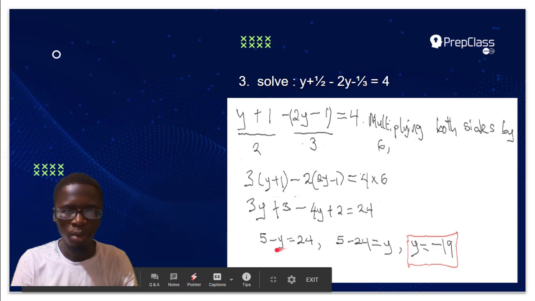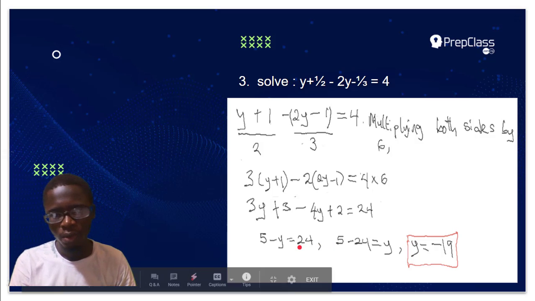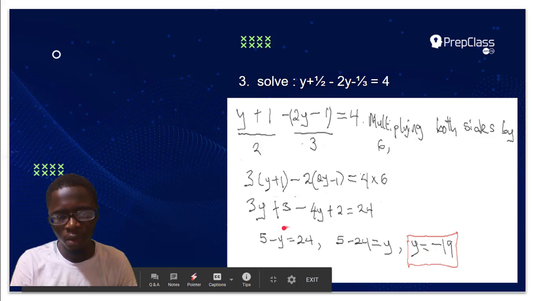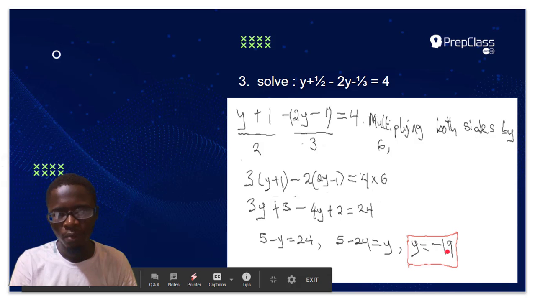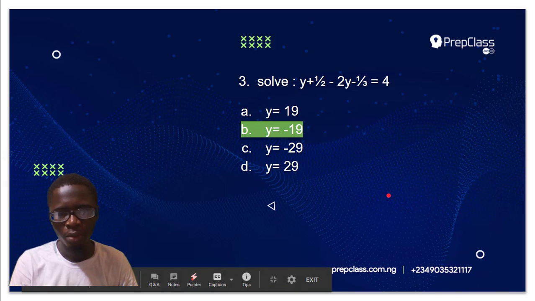What is left here is just to make y the subject of the formula, and then we are there. So y crosses to this side, we have y, and then 24 crosses to this side, we have minus 24. So 5 minus 24 is going to give us minus 19. So the value of y is minus 19. And this is option B.